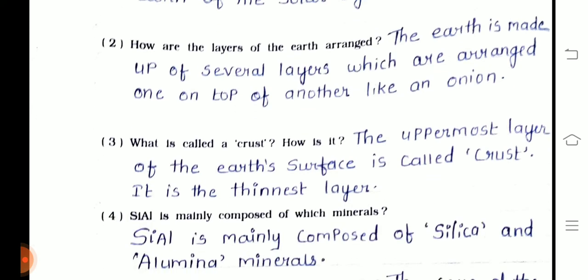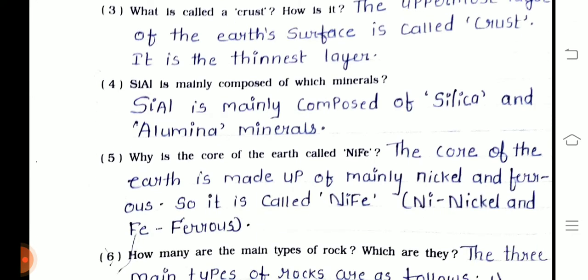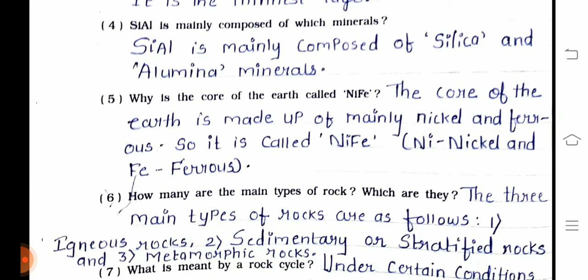Third one, what is called a crust? The uppermost layer of the Earth's surface is called crust. It is the thinnest layer. Fourth one, crust is mainly composed of which minerals? Crust is mainly composed of silica and alumina minerals.